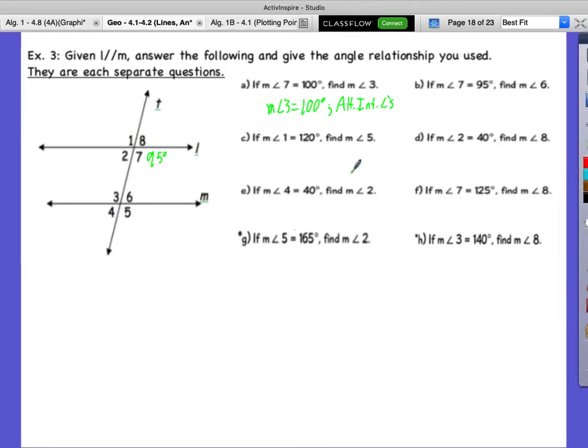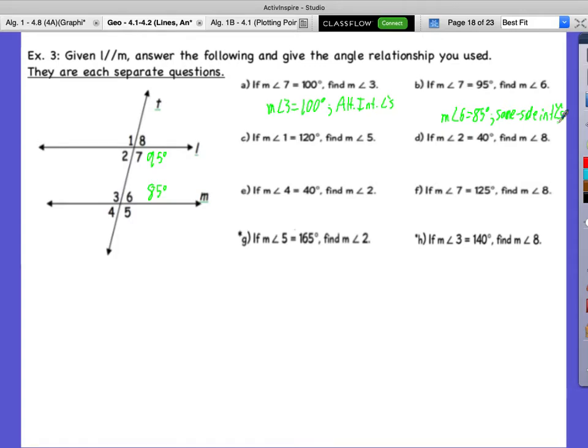How'd you get 85? Because they're what kind of angles, Kevin? Same side interior. They're same side interior angles. The measure of angle 6 is 85 degrees because they are same side interior angles, so they're supplementary. Hold up, I don't get it. So 95 plus 85. Okay, so then now 3 is 95?